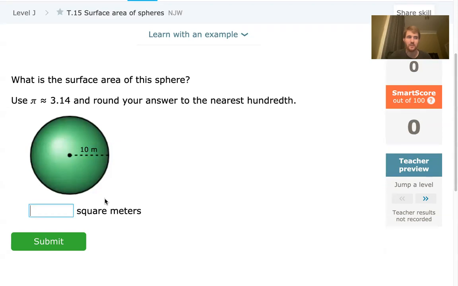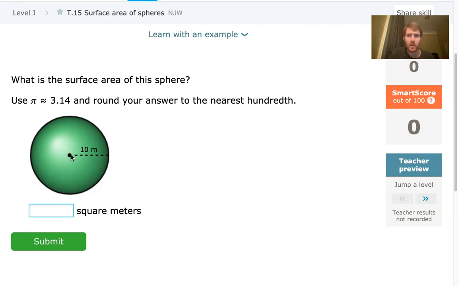sphere. Remember, a sphere is like any sort of ball. It is a three-dimensional object that looks like a circle, but every point on the outside is equidistant from the center. So it's basically like the three-dimensional version of a circle. Any perfectly round ball you see is a sphere.